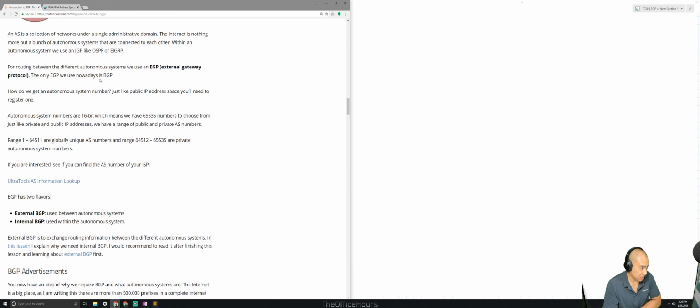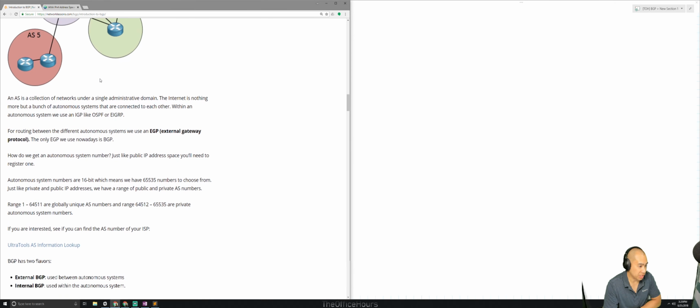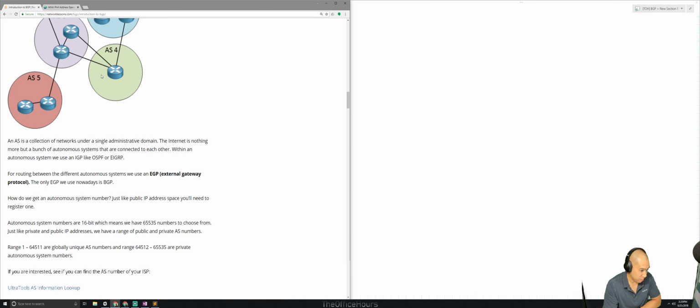An autonomous system is a collection of networks under a single administrative domain. The internet is nothing more than a bunch of autonomous systems that are connected to each other. Within an autonomous system, we use an IGP like OSPF or EIGRP. For routing between different autonomous systems, we use an external gateway protocol. The only EGP we use nowadays is BGP.